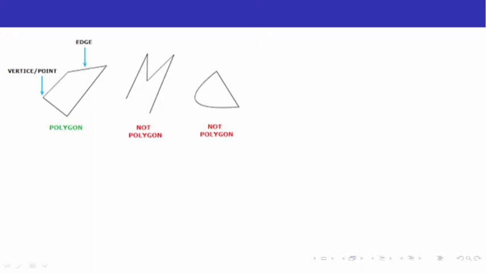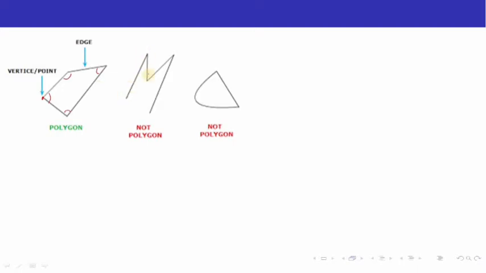This point is called a vertex, or you can call it a point also. This part is called the edge. And this is called an interior angle. This is also an interior angle, this is also an interior angle, and this is also an interior angle. This is the thing that you need to keep in mind.